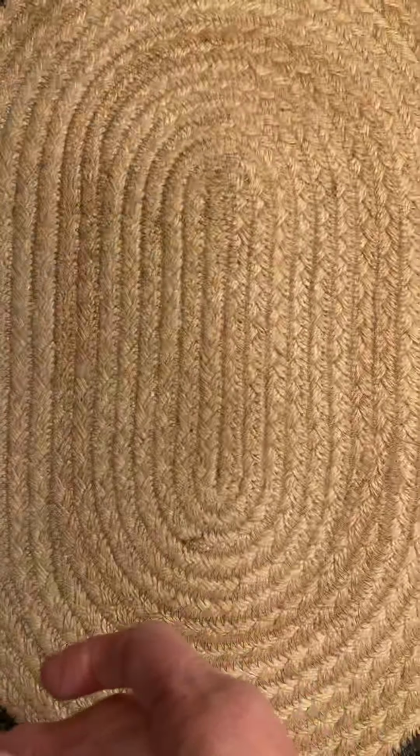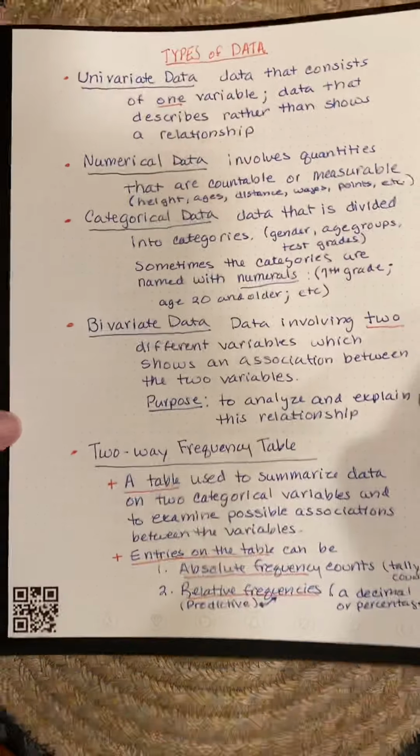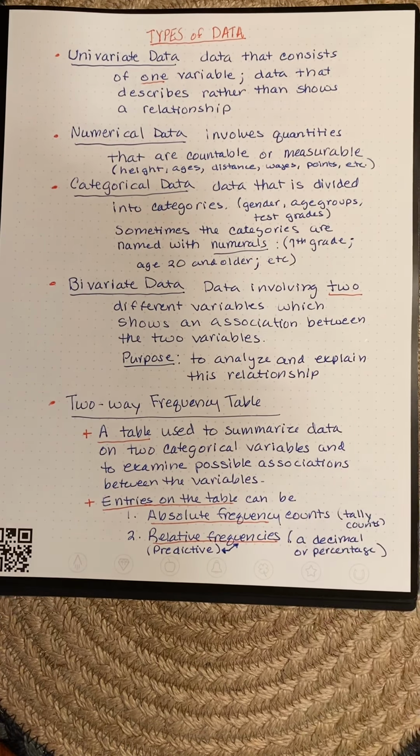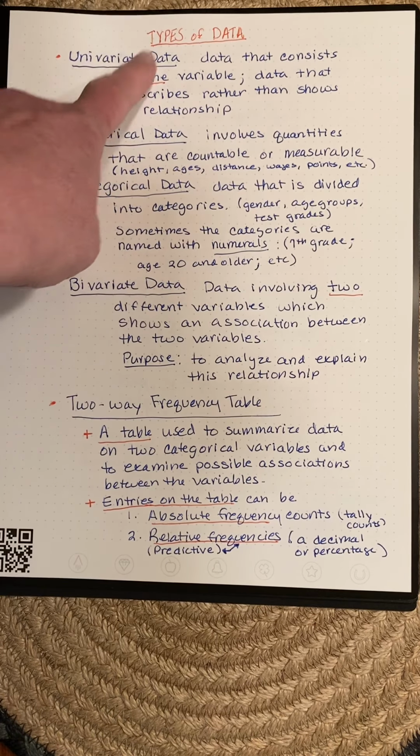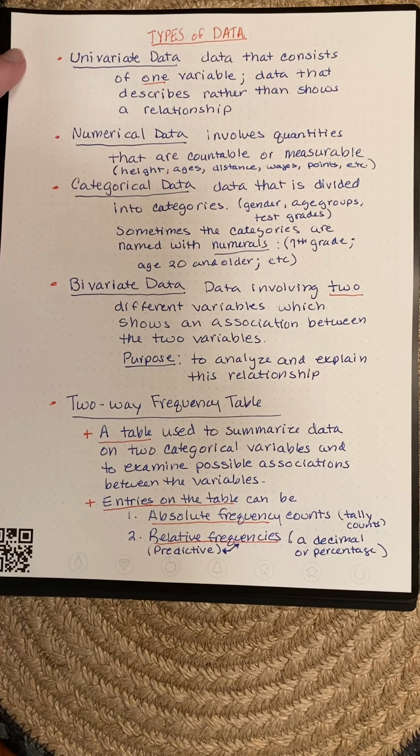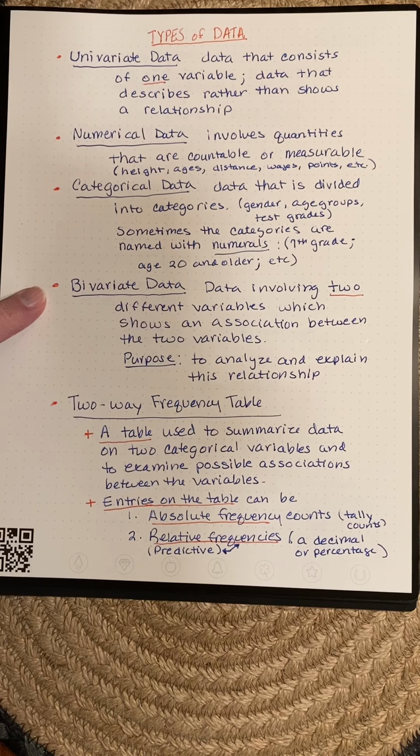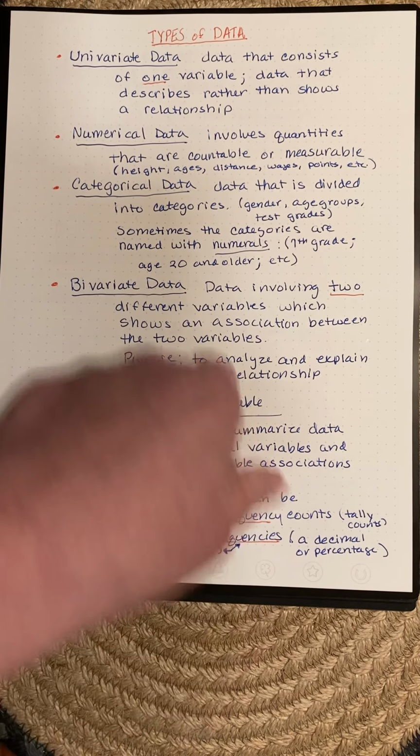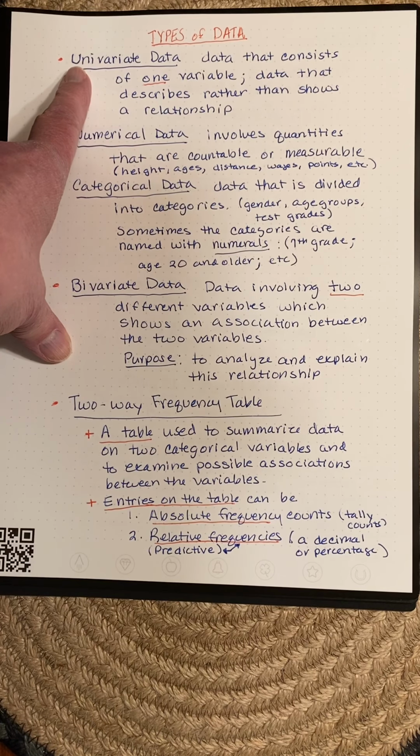Okay, we have some more notes to take. Don't get freaked out. Again, you might have to pause as we go to get it all down. There are different types of data, and there are 4 types, which leads to a two-way frequency table. So first of all, the invariant data.